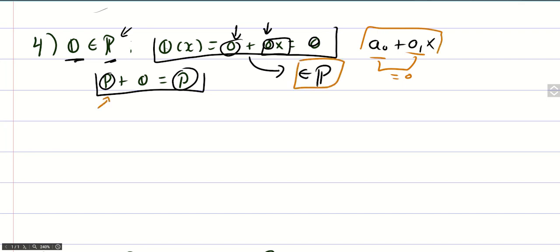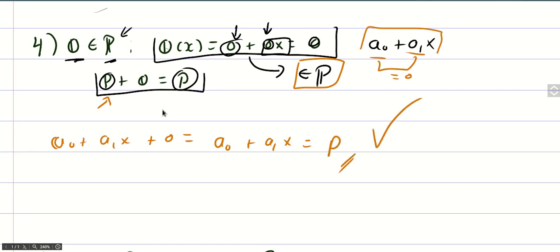Next, we need to prove that it satisfies this property. Given any polynomial, a0 plus a1x plus 0 will return just a0 plus a1x, that is just p. So yes, it satisfies the fourth axiom.